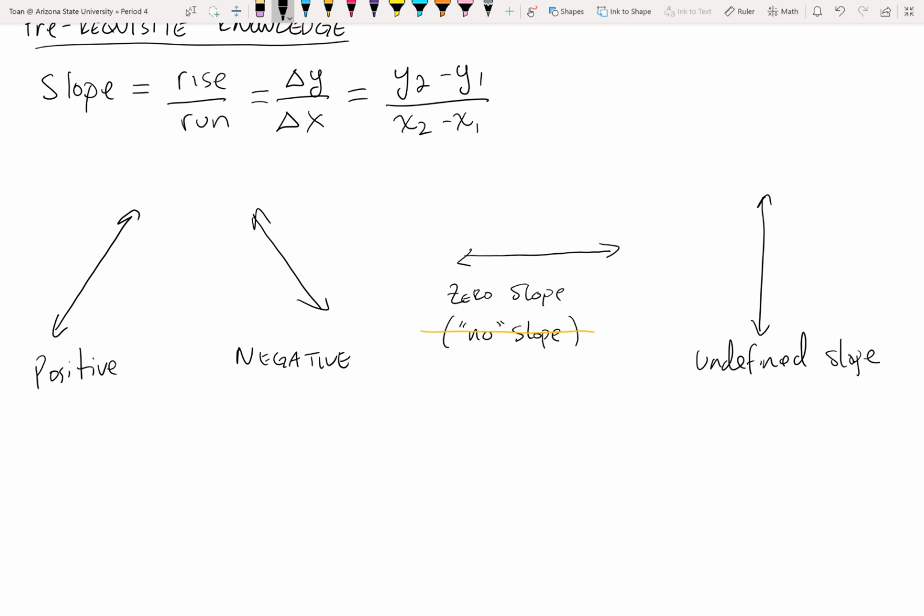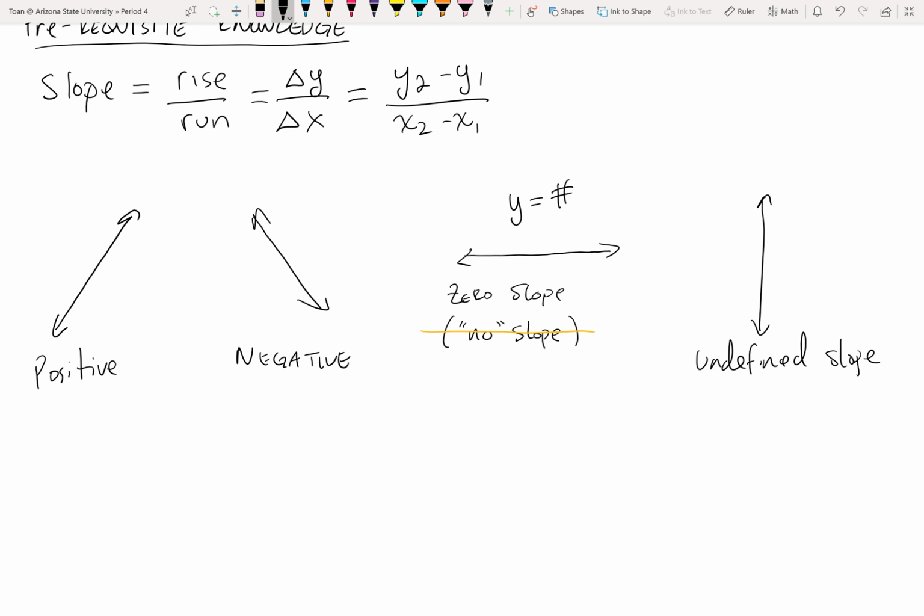Now, I call these guys special lines because they have a special way of writing them. They don't fit the linear equation mold. All horizontal lines, all zero slope lines are written as follows. Y equals some number. Y equals 2 is an example of a horizontal line. Y equals negative 1.7 is a horizontal line.